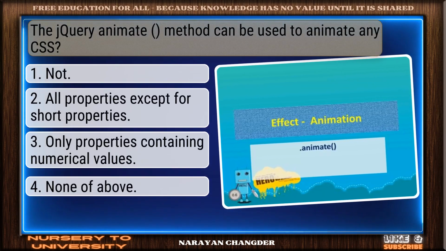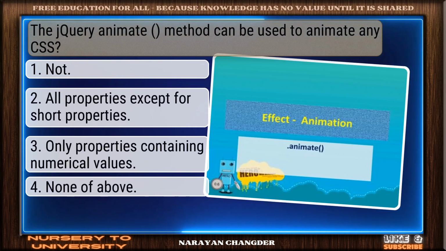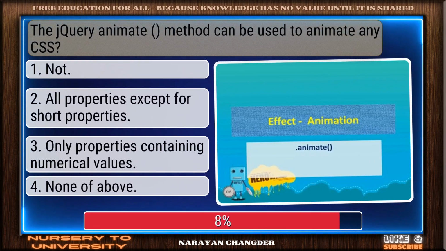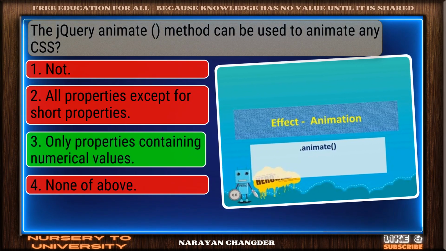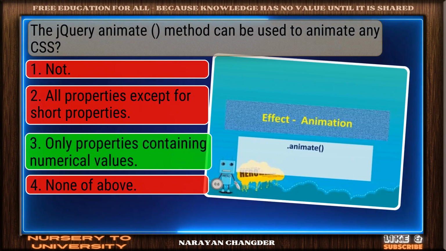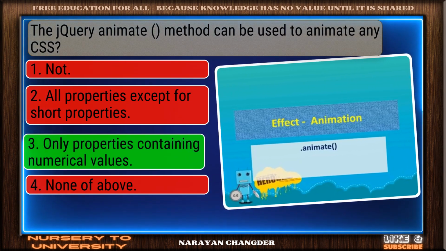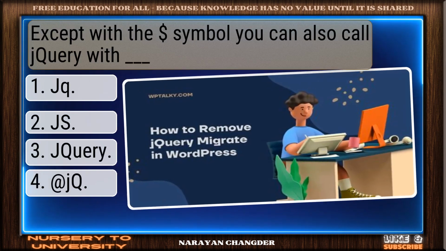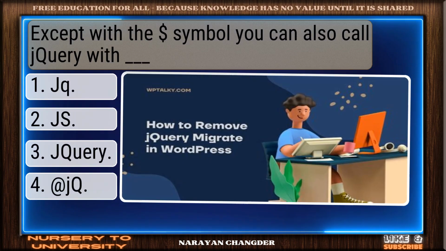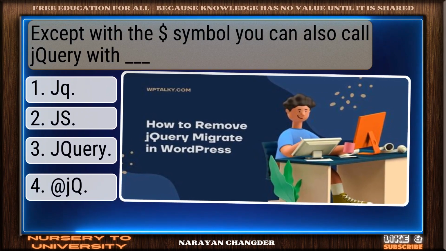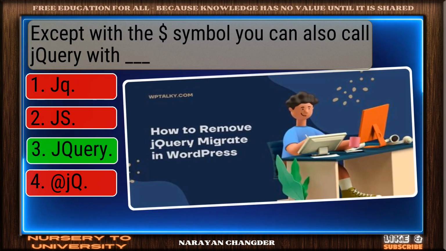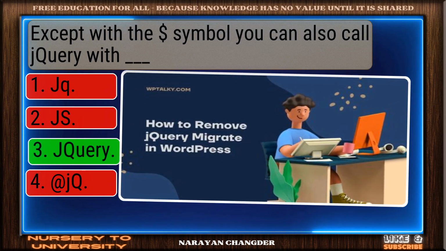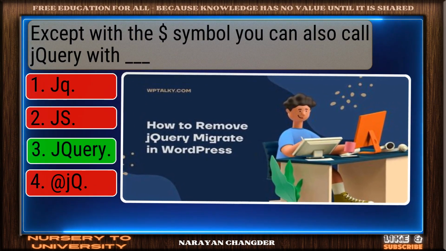Question number 11. The jQuery animate method can be used to animate any dash. Strong choice. Only properties containing numerical values is the right answer. Question number 12. Except with the $ symbol, you can also call jQuery with a dash. Great thinking. jQuery is the right choice.